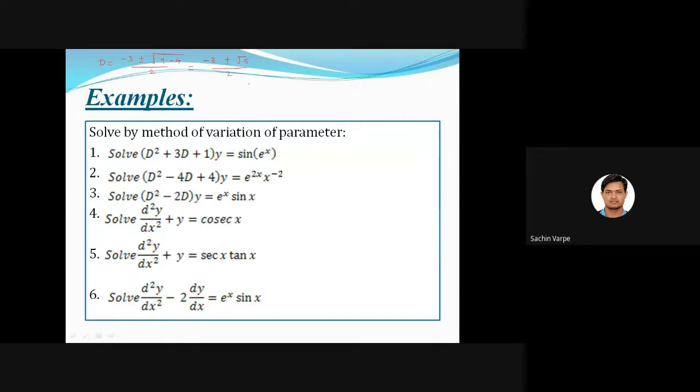It's actually 2, not 1. Here it must be 2. Yes. So what are the roots then? -1, -2. -1, -2, right? Very good. Which are real and distinct.